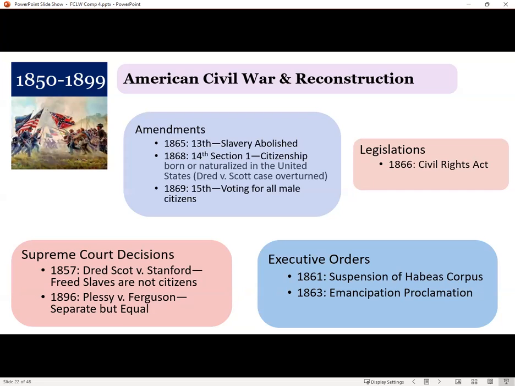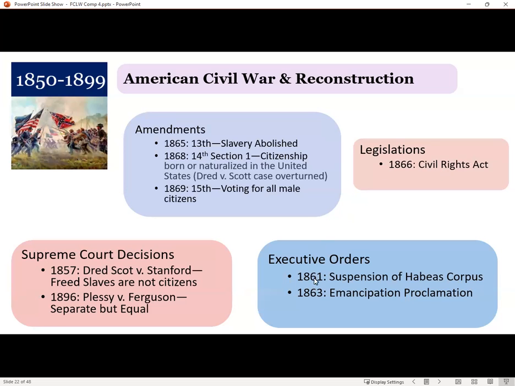Slavery was abolished. Citizenship was given to those born or naturalized in the United States. So this law ended up overturning the Dred Scott v. Sandford court case, which we'll talk about, that happened in 1857. And then voting was made available to all male citizens, regardless of their race. Then they had a Civil Rights Act.